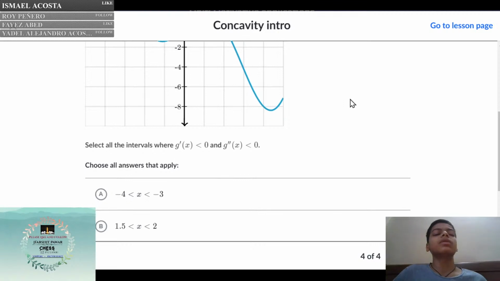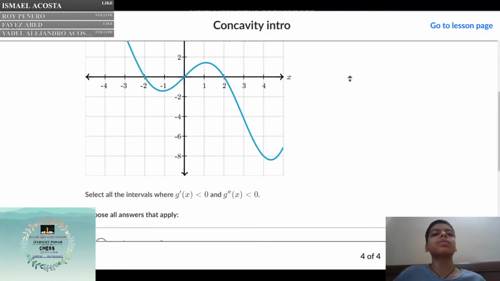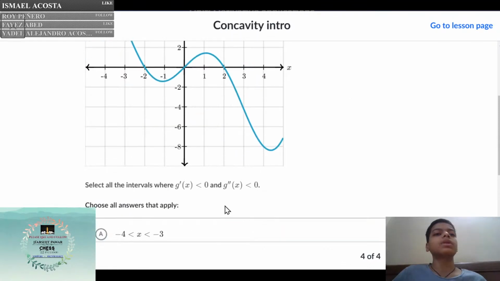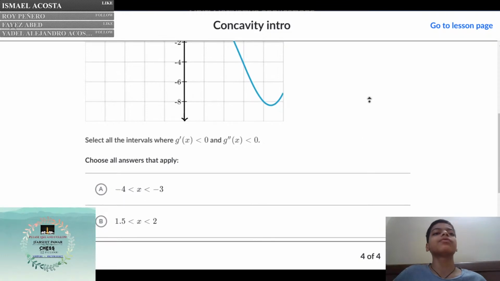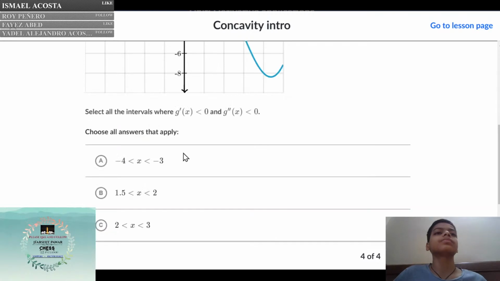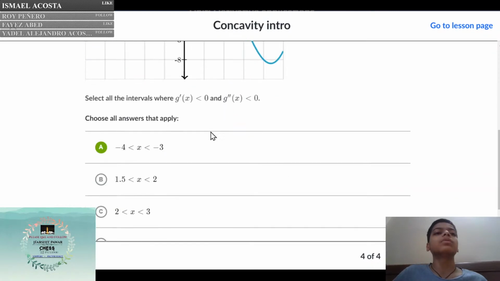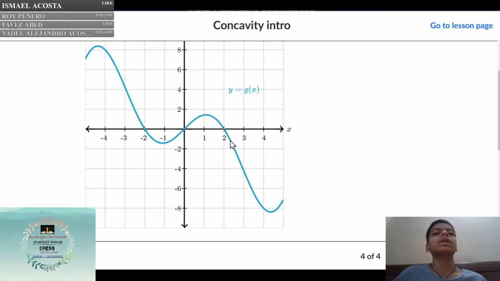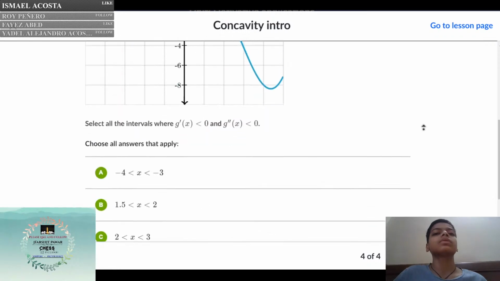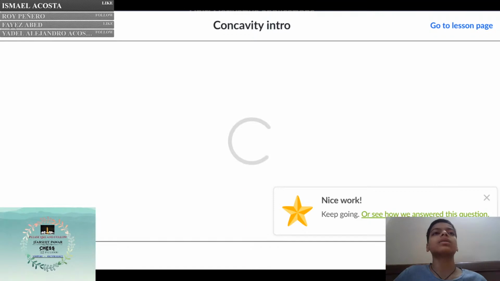Function g is graphed. Select all the intervals where g prime of x is less than 0 and g prime prime of x is also less than 0. Okay, so first we see this interval, -4 to -3. From here to here we are decreasing, and the slope is decreasing also. Okay, so this one, 1.5 to 2, we are decreasing. 2 to 3, we are decreasing. Correct.